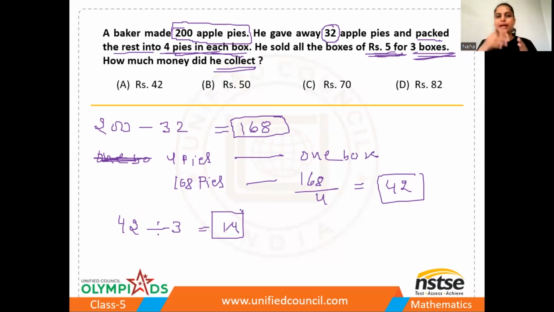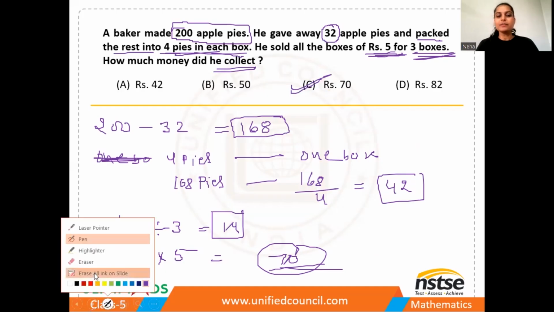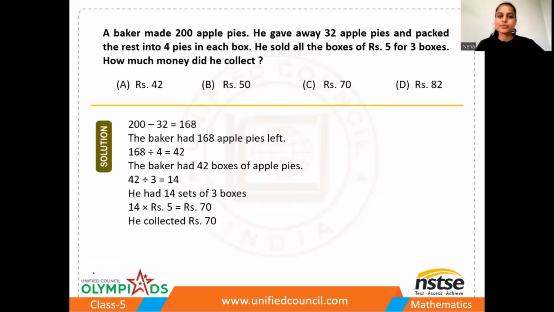I am dividing these 42 boxes into groups of 3 boxes, because he sold 3 boxes for rupees 5. So now I have 14 groups of 3 boxes. Okay, so the total price is 14 multiplied by 5, right? Which is 70, because the price for 3 boxes is 5 rupees. So the price for 14 groups is 14 multiplied by 5, 70. Yes, 70 is the right answer. That is option B. Now let me show you the detailed solution for this one question.